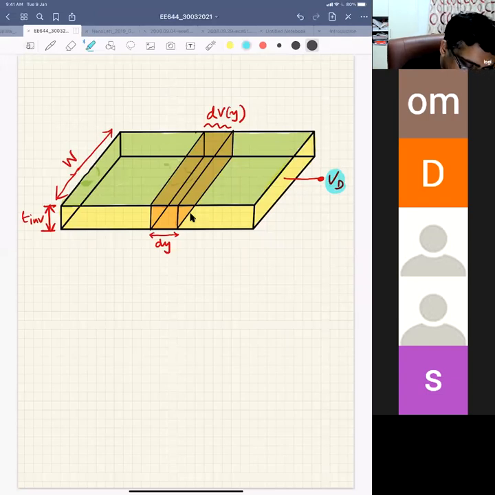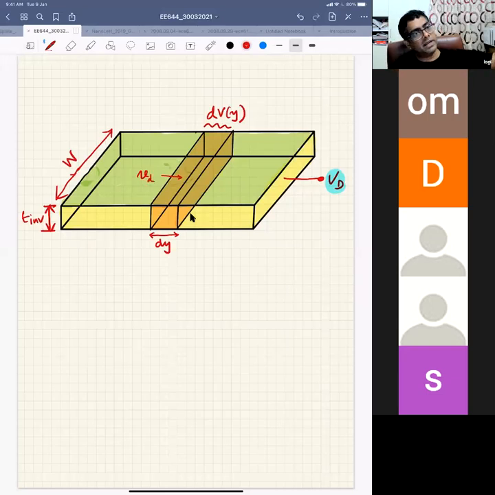Electrons are coming to this surface with some drift velocity. The velocity of the electron is constant, so it cannot change at any time. That means velocity cannot be a function of y. If they're moving, they're moving at some fixed velocity.